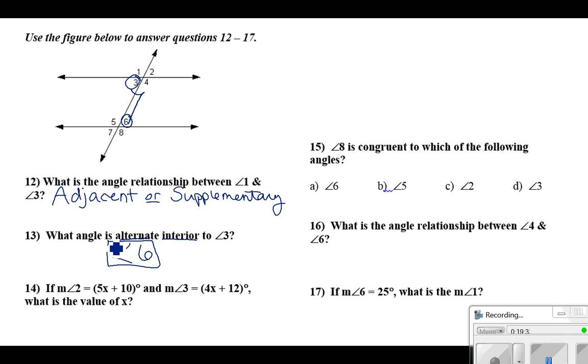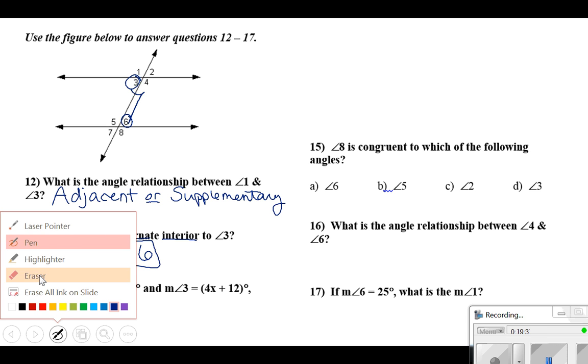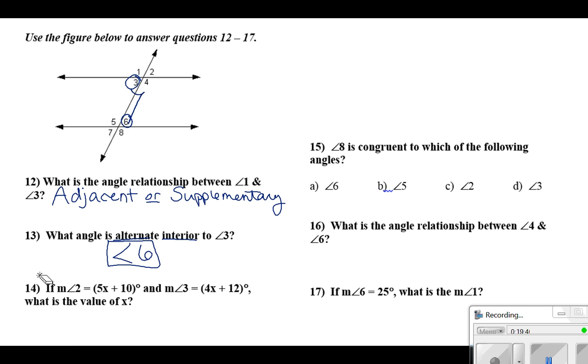Number 14. If the measurement of angle 2 is 5x plus 10, and the measurement of angle 3 is 4x plus 12, what is the value of x? So let's look at those two angles to see what their relationship is. So we're looking at angle 2, and we're looking at angle 3. They are vertical angles, so they are congruent. So we could set these equal to each other and solve for x. So we have 5x plus 10, and that is going to equal 4x plus 12.